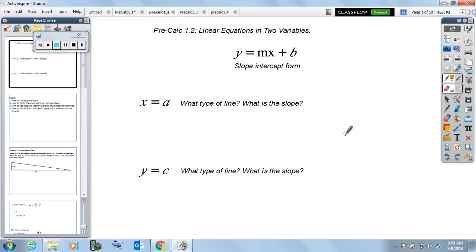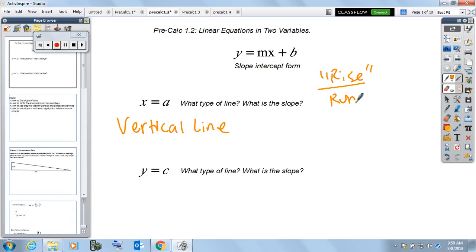So the first opening question we have to talk about here is, what type of line is formed with x equals a, some random constant a? Hopefully we understand that when x equals something, that's going to give us a vertical line. And then, what about the slope of a vertical line? Well, we know the slope, and we're going to talk more about this in a sec, as rise over run.